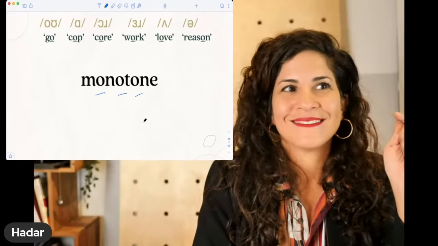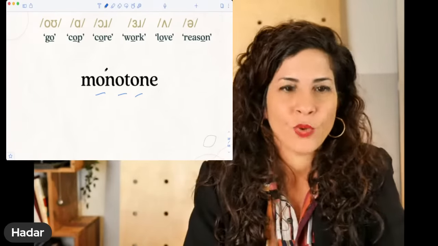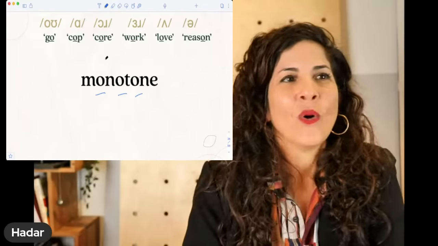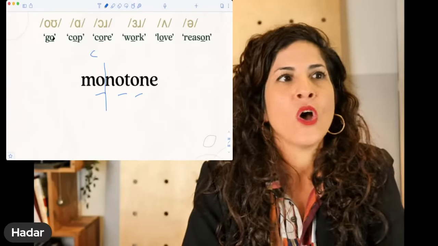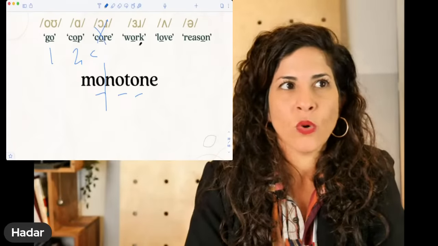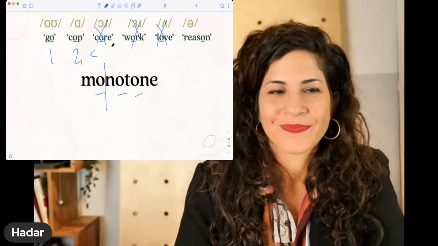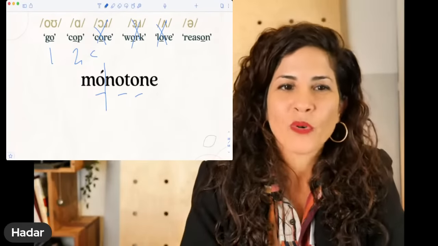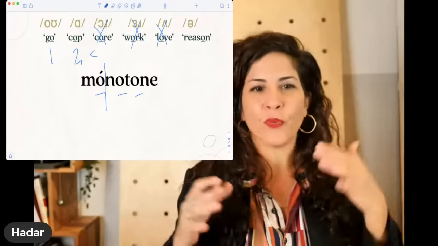Three O's. What's the primary stress? Do you know this word? I don't want to say it because then you'll hear the sounds. Primary stress is the first syllable, so it's not a schwa. Is it monotone? It's not or. What is it? Remember the word protocol? When you have three syllables, one of them is probably going to be a schwa. Which one do you think it is?